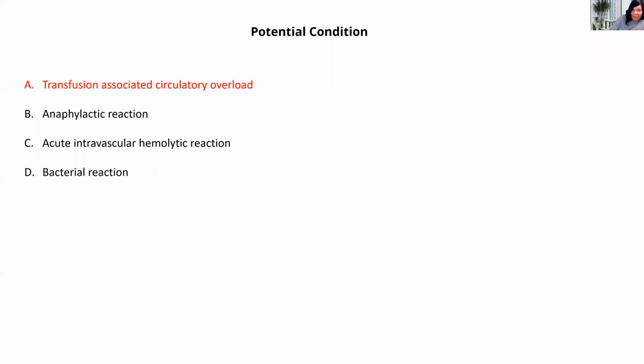So the correct choice for the potential condition is transfusion associated circulatory overload. A lot of cues there. You gave them their 4th unit of blood at 250 cc's an hour. 30 minutes after, they got crackles, jugular vein distension, difficulty breathing, they're restless, and their oxygen saturation is 92% on 2 liters.